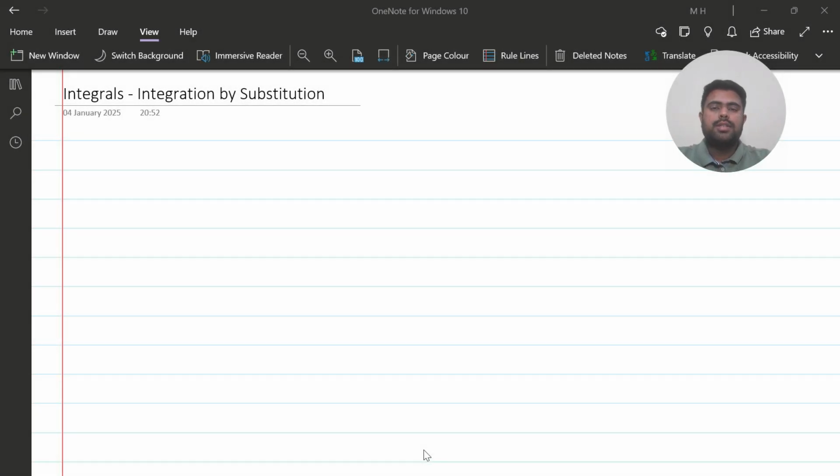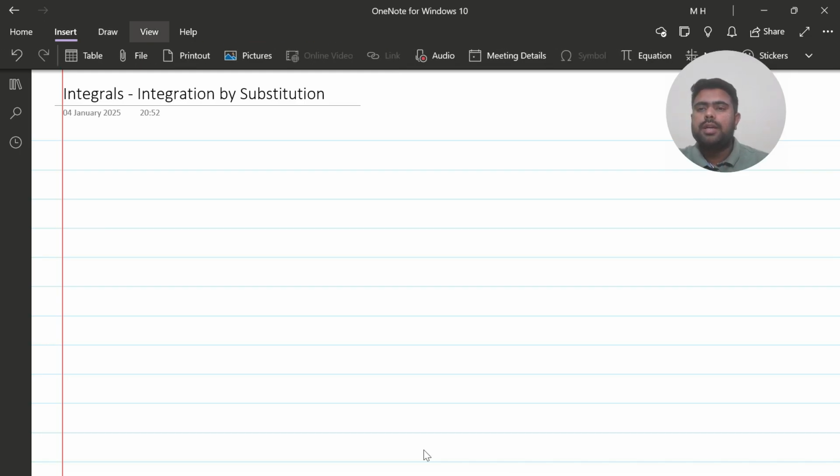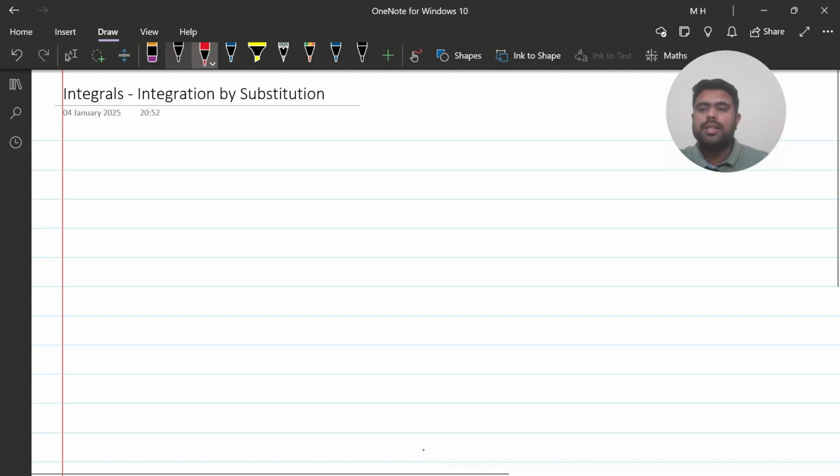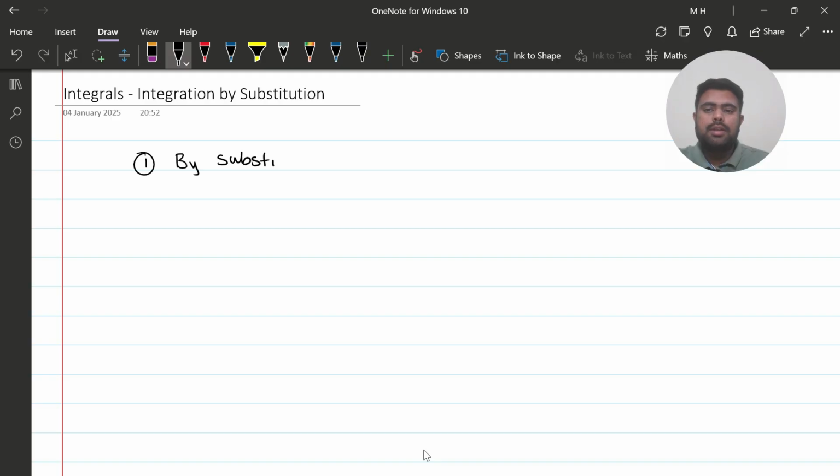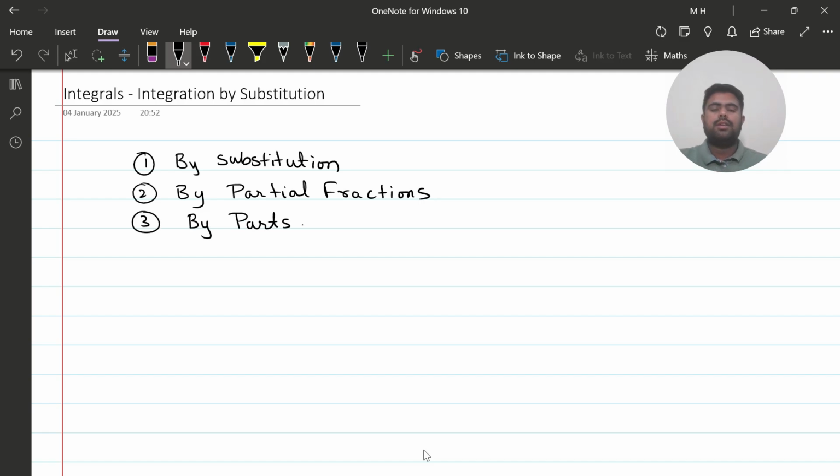Hello everyone. In this lecture, we shall start the methods of integration. In the entire chapter, we will be learning three prominent methods of integration. The first one is integration by substitution. The second one is integration by partial fractions. And the third one is integration by parts. So these are the three fundamental methods of integration.